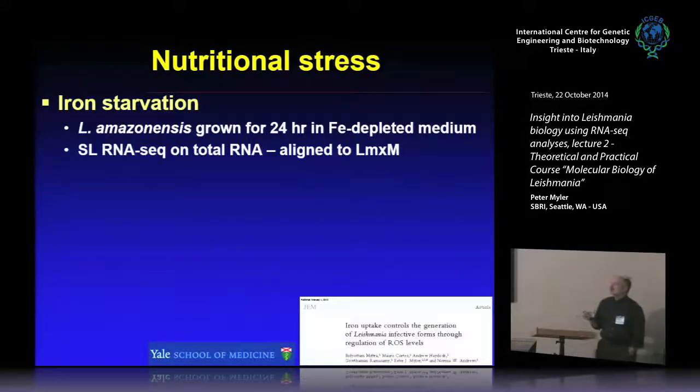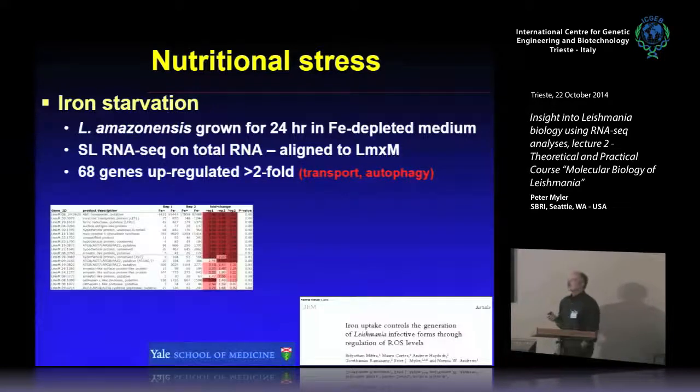We made Leishmania RNA-seq libraries from cells that were grown with iron and compared them to those that were grown without iron. We aligned the sequences against the Mexicana genome because amazonensis hadn't been sequenced, but that worked just fine. What we found was that there were only 68 genes that were upregulated by more than twofold. And we did these in duplicate, so the data are quite solid. These were genes involved in ion transport and autophagy. So a lot of that made sense.